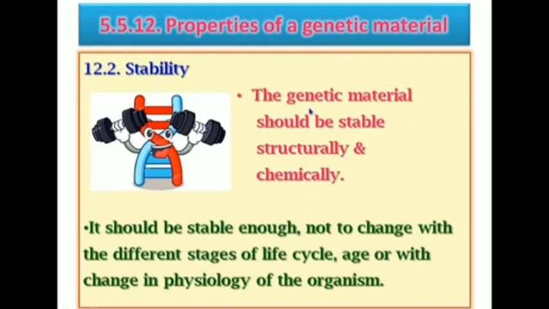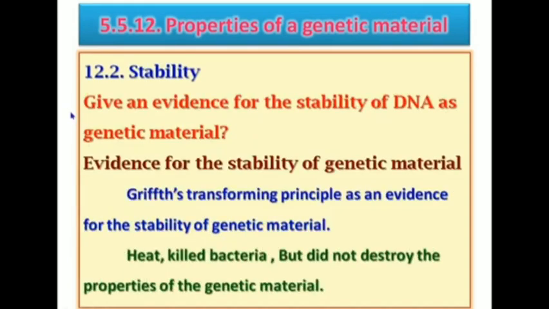The genetic material should be stable enough not to change with the different stages of life cycle, age, or with change in the physiology of an organism. Stability is one of the properties of genetic material because it should be stable so that it is able to transfer from one generation to the other generation.